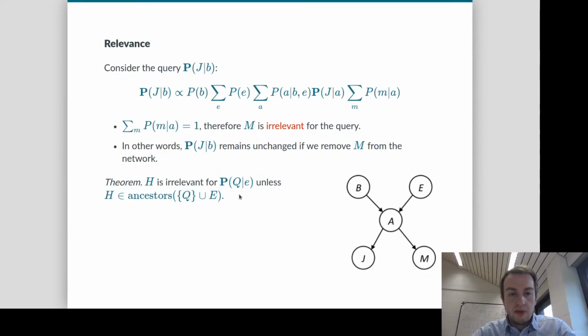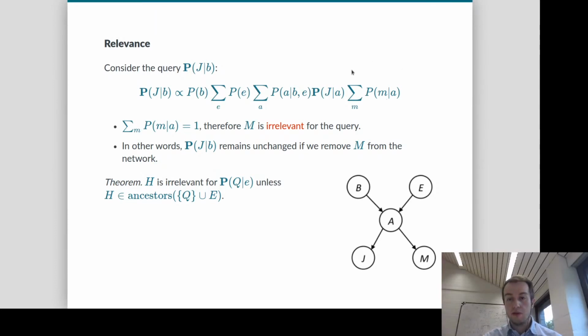If you look even closer, there is another trick that you could use, which is a property known as relevance. So if you consider another query, let's say p of j given b, then this thing, by just following the topology of the Bayesian network, is proportional to this expression. And in this expression, what you see is this last factor, which is summing over the values of m the probability values p of m given a. And so here we would marginalize the variable on the left of the conditioning, and since p of m given a is a proper probability distribution, if you marginalize over m you would obtain just 1, the scalar value 1.